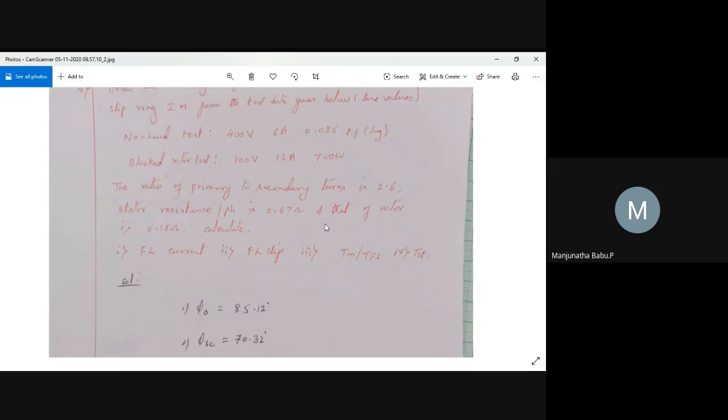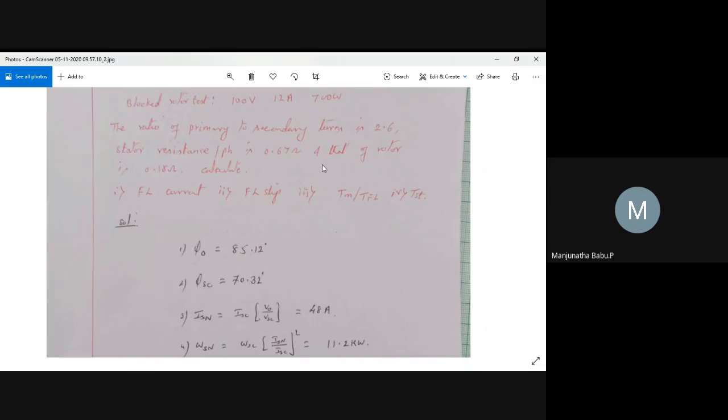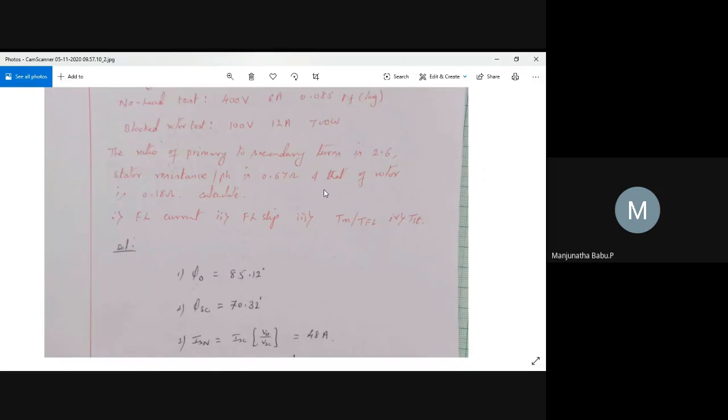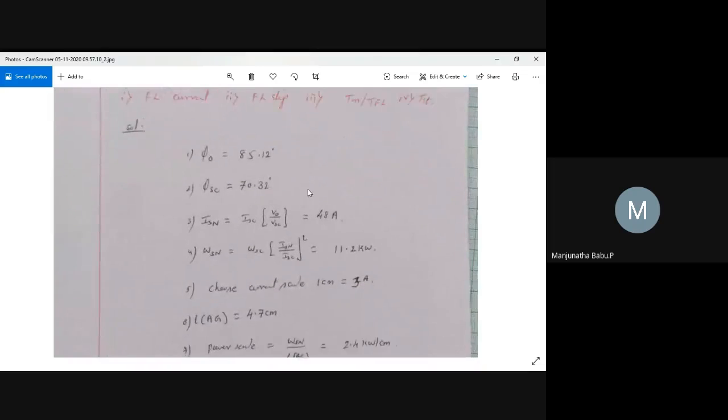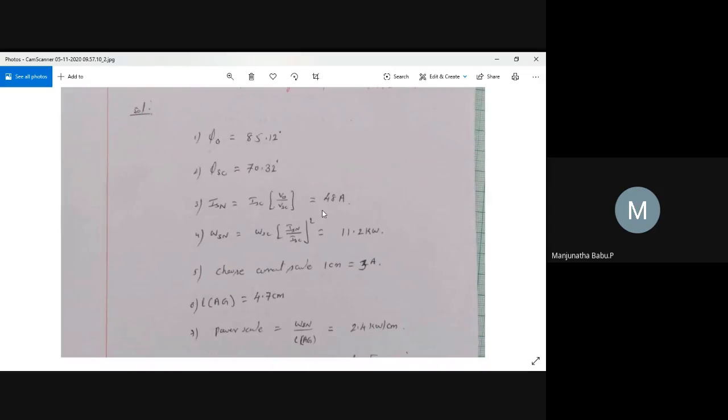Now with respect to this, calculate the no load power factor. We'll be getting 85.12. Next, short circuit power factor 70.32. Short circuit current at normal voltage 48 amps. Short circuit power at normal voltage 11.2 kilowatts.